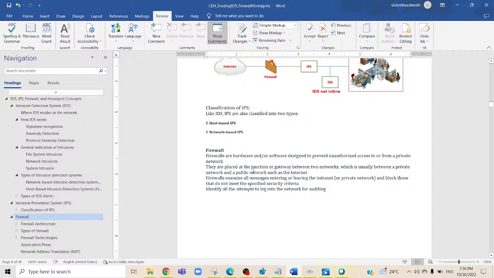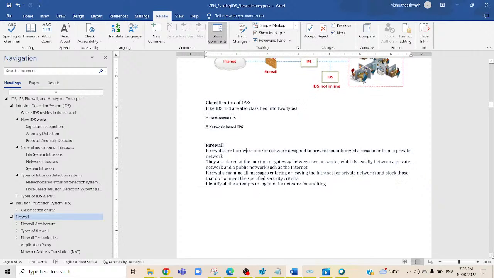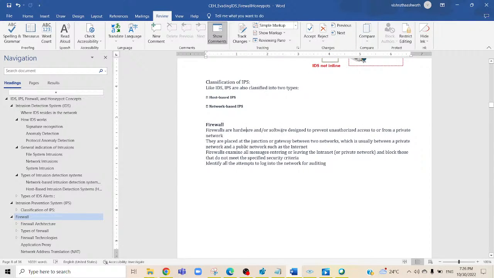So let's see what is a firewall. Firewalls are hardware and/or software designed to prevent unauthorized access to or from a private network. They are placed at the junction or gateway between two networks, which is usually between a private network and a public network such as the internet.